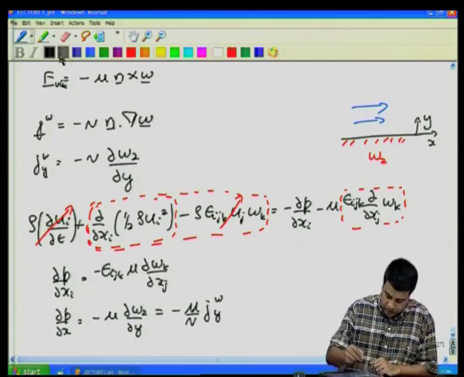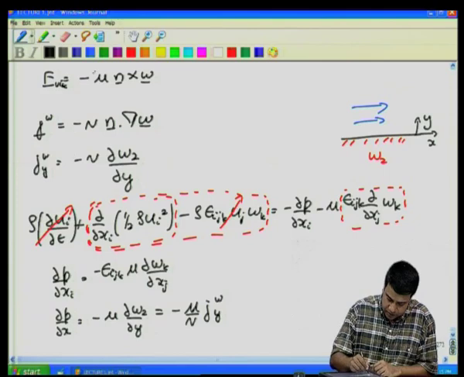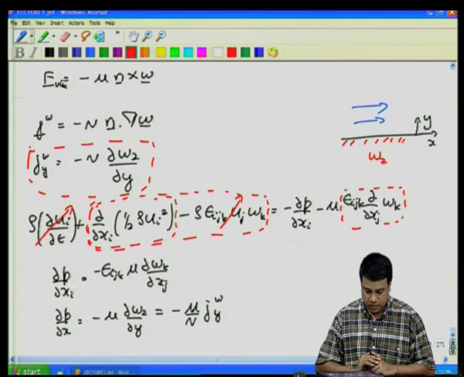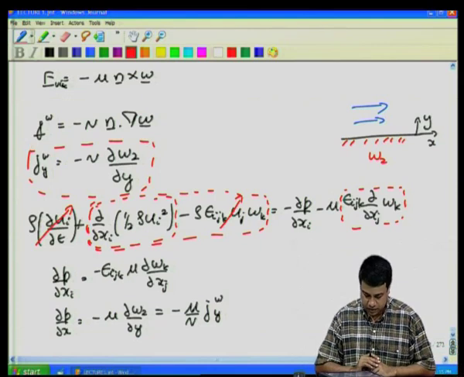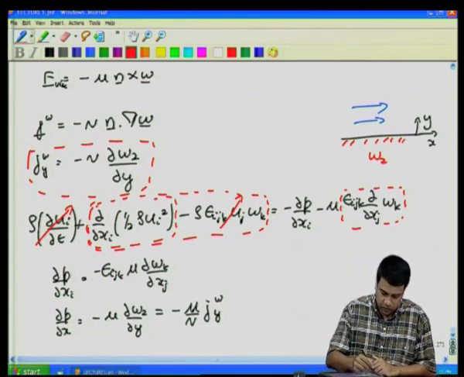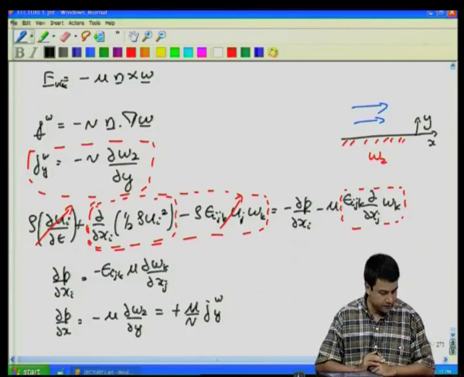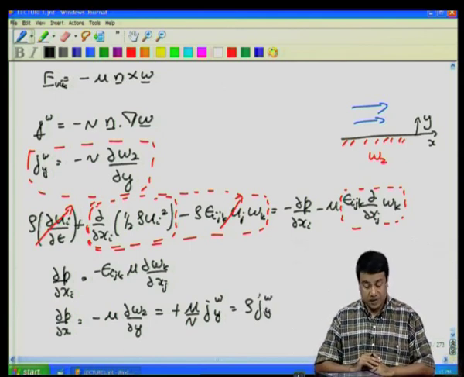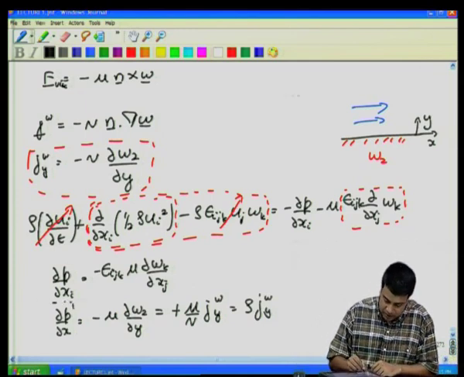From this equation, j_y^ω = -ν ∂ω_z/∂y. Therefore, this is equal to plus μ/ν times j_y^ω, which is just equal to ρ times j_ω^y. So, this implies that the vorticity flux coming from the surface depends upon the pressure gradient at the surface.